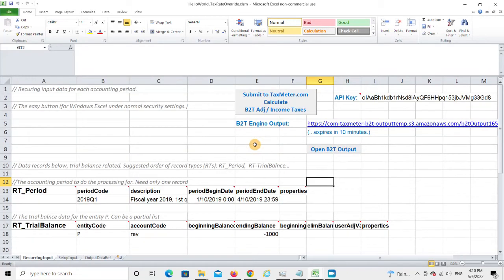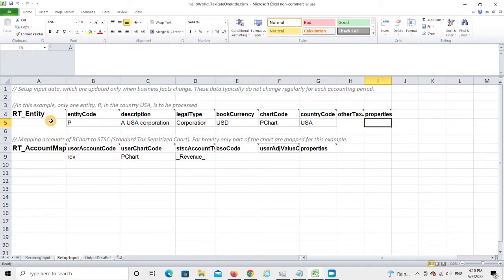We close that output file, and here's the input file. We go to the setup input, and here's our entity record. For that entity, we need to say that the tax rate is 10%. So just that, we provide a property tax rate equal to 0.1, which is 10%. And that's actually it. We supplied the information to override the engine's tax rates. We're going to save it.